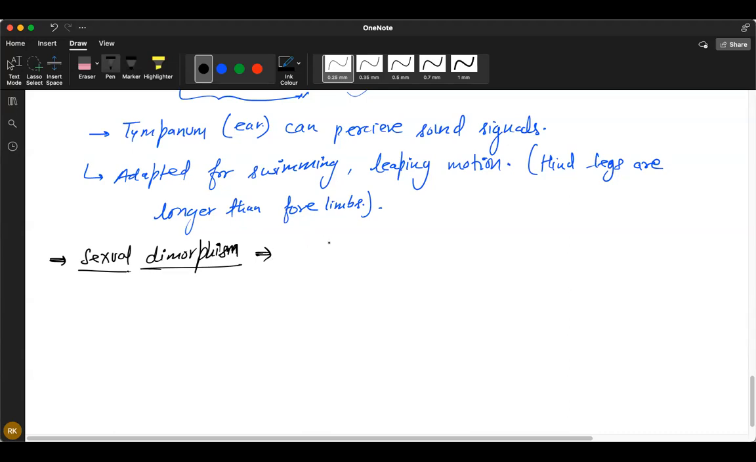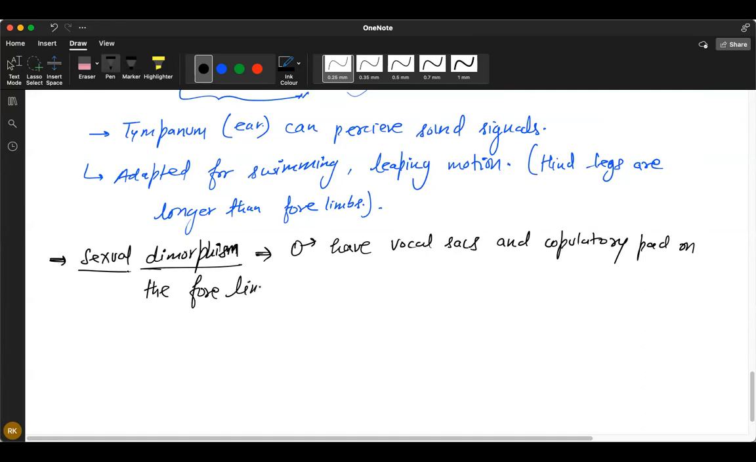That is because they have, so write down, males have a vocal sac and something called a copulatory pad on the forelimbs. Mostly they are present on the first finger, first digit. Okay, so they just have three digits in their forelimbs. Out of those three digits, on the first digit, there is a copulatory pad.